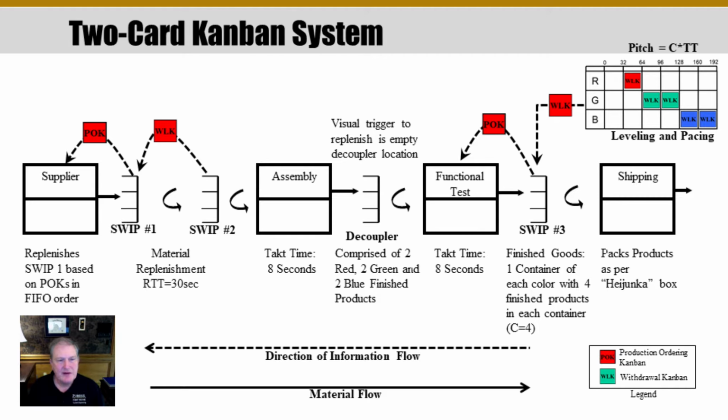The container in SWIP location number 3 had a POK in it, and so that's sent back to inspection to trigger production to replace SWIP location 3. The full container of parts with the withdrawal Kanban is then sent to shipping. Notice that only good quality products are delivered to SWIP location 3 after inspection.